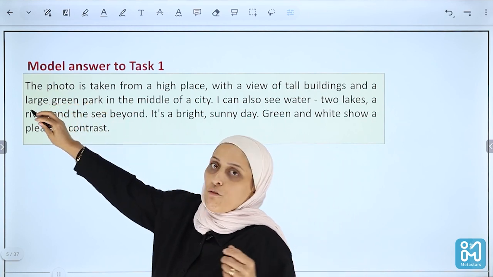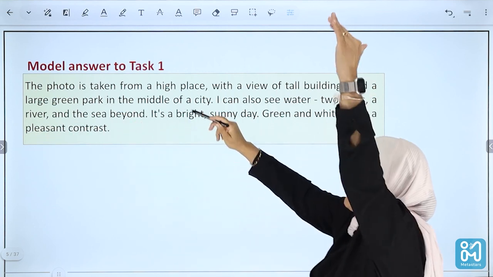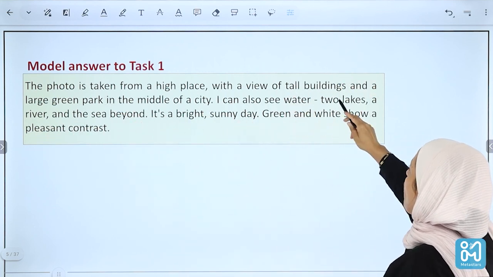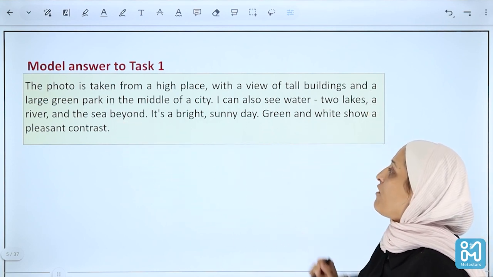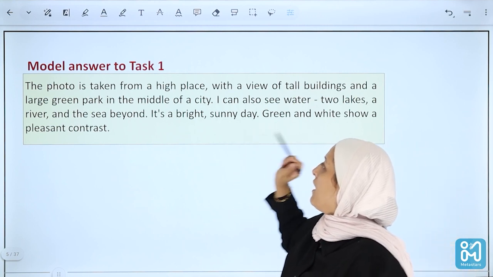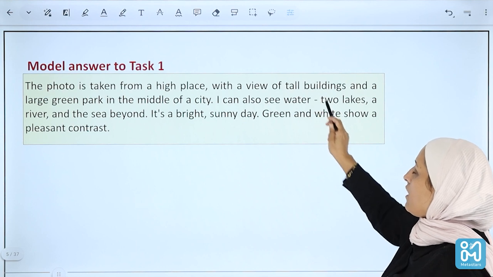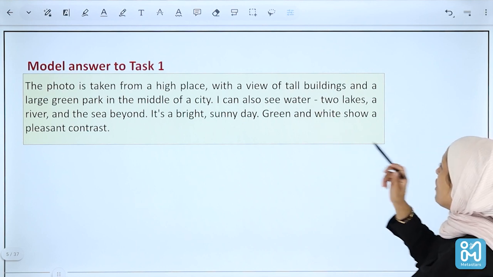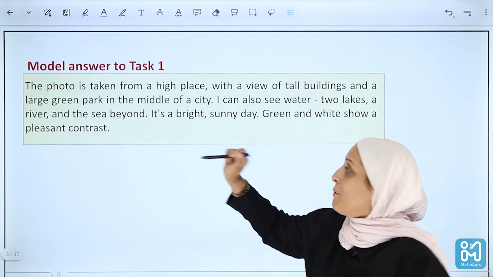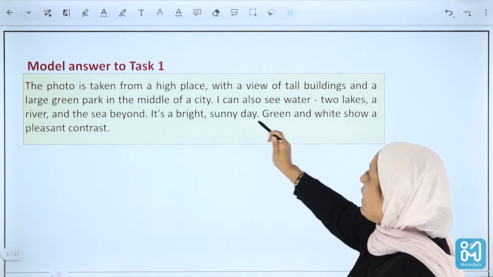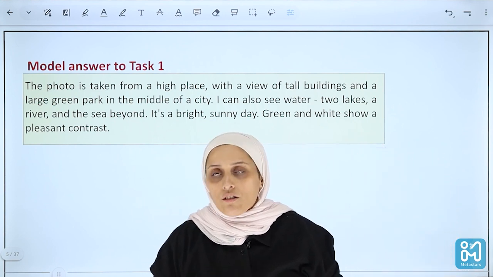Of course, you have to start with "The photo is". So the beginning of my description must be like this. The photo is taken from a high place with a view of tall buildings and a large green park in the middle of a city. Full stop. I can also see water, 2 lakes. I used the dash here, a river, and the sea beyond. Full stop. It's a bright sunny day. Green and white show a pleasant contrast.